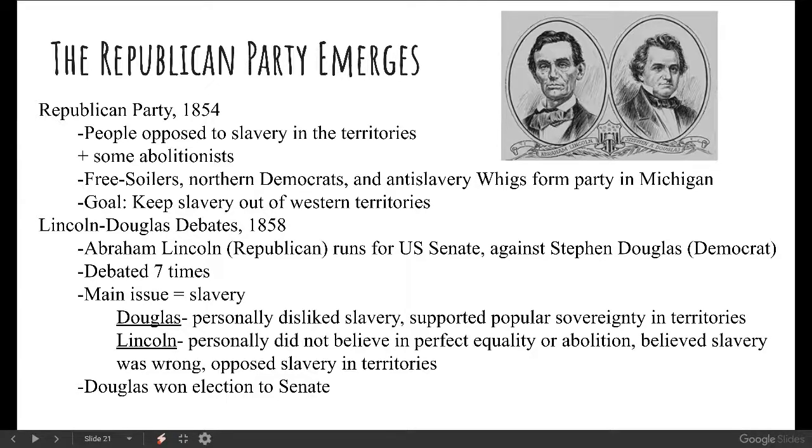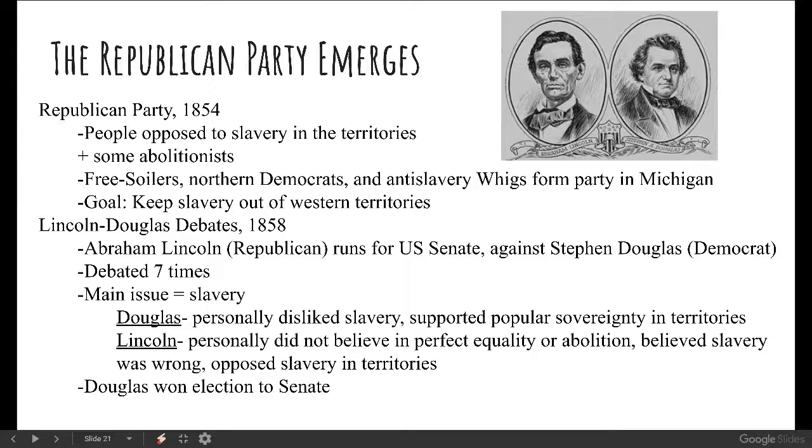So the Republican stance is going to come to a head in what are called the Lincoln-Douglas debates in 1858. So we have Abraham Lincoln coming on the scene here as a Republican from Illinois, and he is running for the U.S. Senate seat against Stephen Douglas, who was a Democrat. Over the course of 1858, they debated 7 different times, and the main issue they were discussing was slavery.